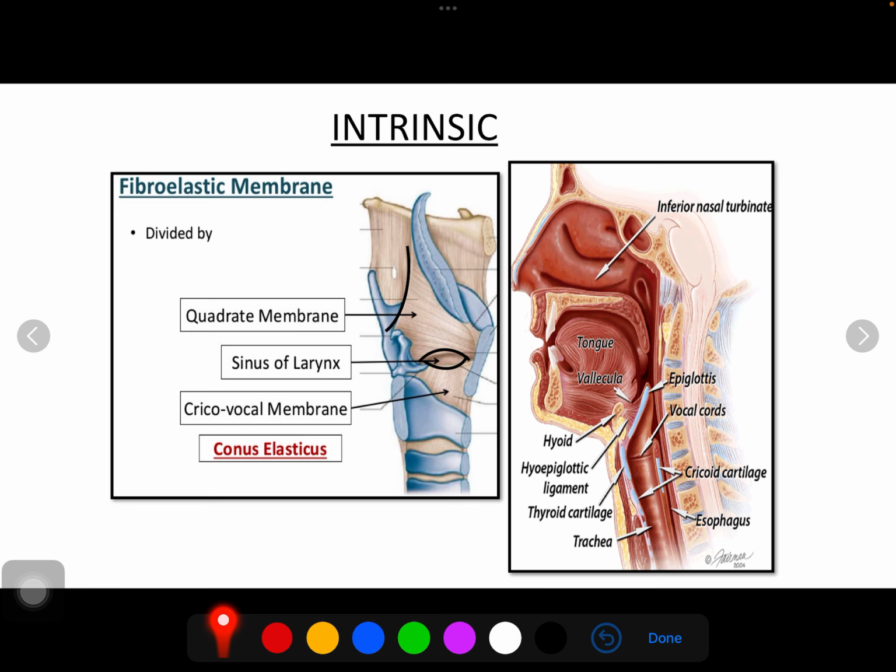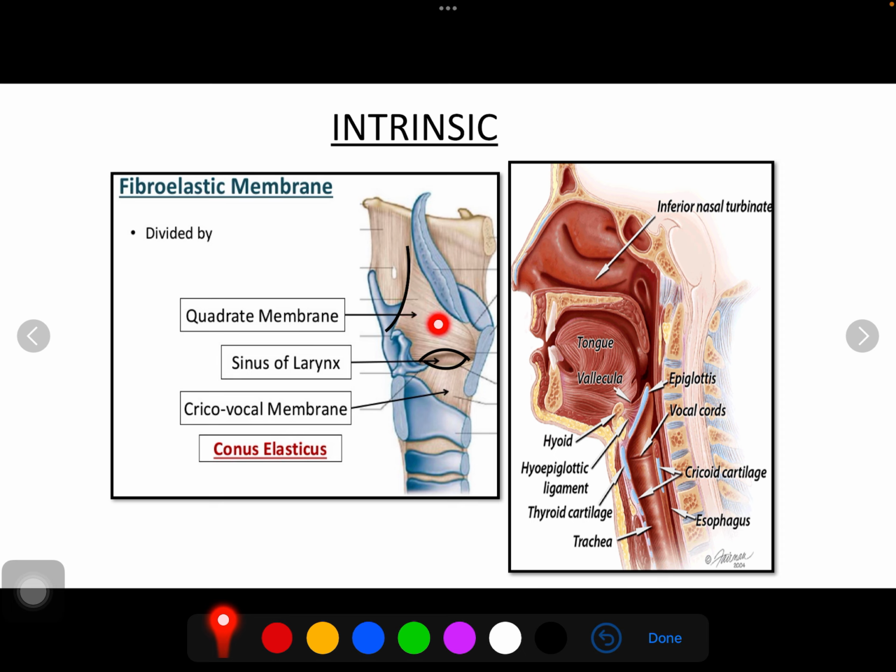Then the next one, the intrinsic membranes. The intrinsic membranes of the larynx are covered on the inner aspect with the laryngeal mucosa and externally by the laryngeal muscles. The quadrangular or quadrate membrane is a fibroelastic membrane stretching between the epiglottis, thyroid angle and arytenoid cartilage.